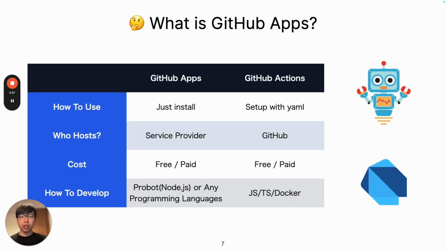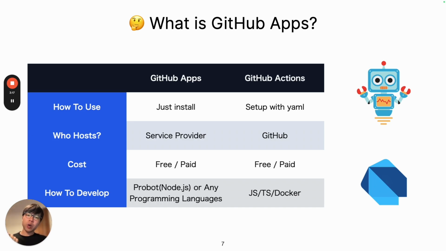On the other hand, GitHub Actions are hosted by GitHub. To use Actions, you need to use a runner, which is a virtual machine. If you use Actions a lot, you have to pay the cost. For development, you can use JavaScript, TypeScript or Docker for GitHub Actions. For GitHub Apps, you can choose any programming language as long as it can handle the GitHub REST API. But the most popular framework is Probot, which is a Node.js framework and OSS.